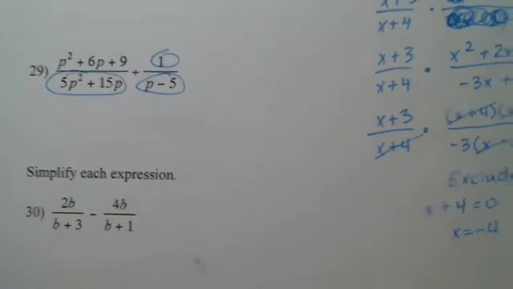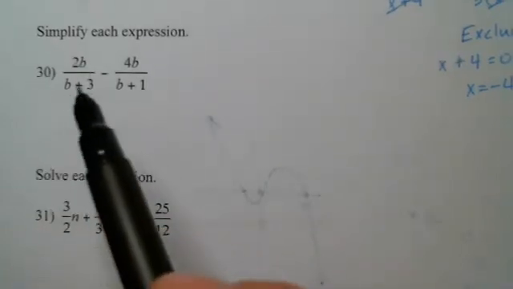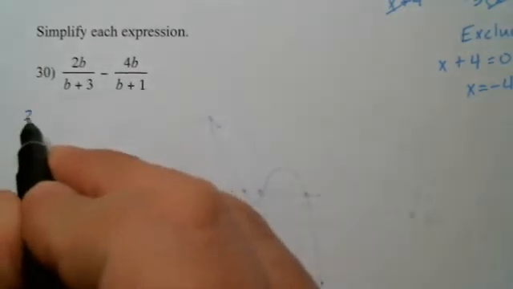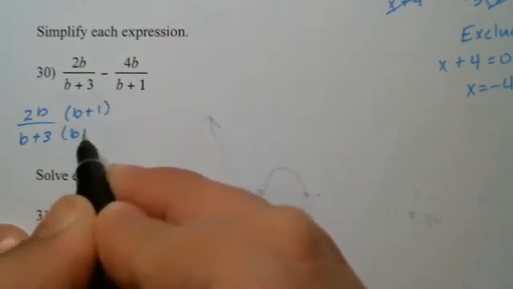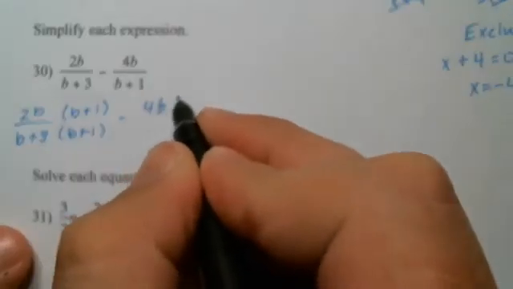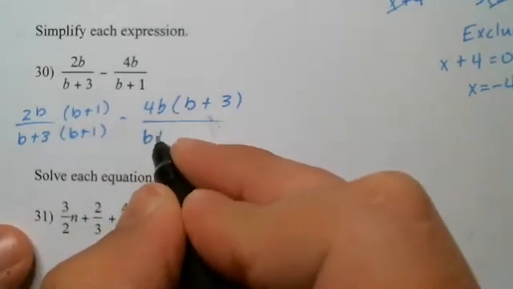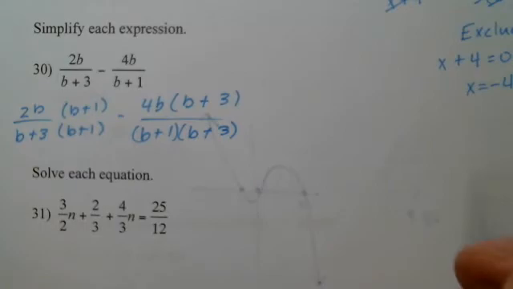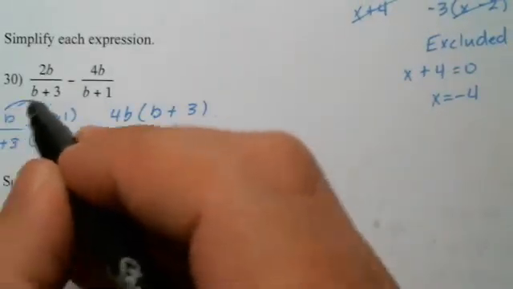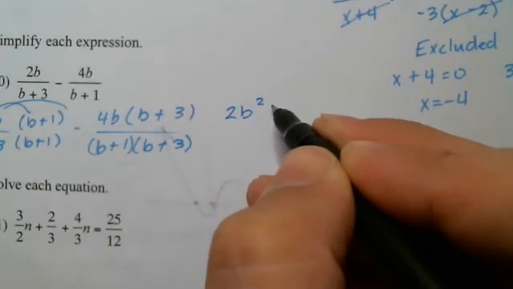All right. So then 30. So what do we have to do here with 30 to simplify this expression? You have to multiply the first one, top and bottom, by b plus 1. Good. And then you got to do the opposite for the next ones. Very good, b plus 3. So then when we do that, we get what right here? 2b squared plus 2b.